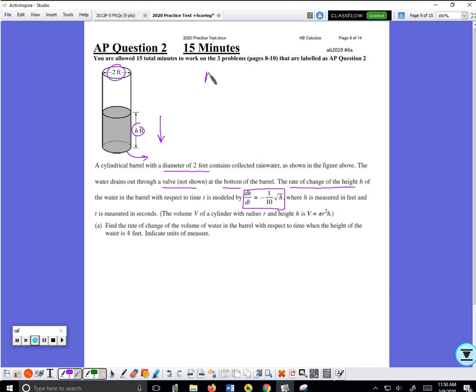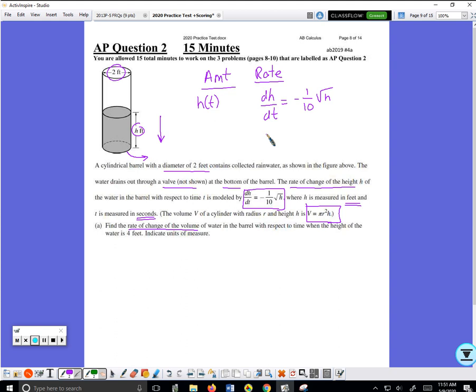I'd probably do an amount and rate table right now, because they're talking about amounts and they're talking about rates. An amount is the height of the water, which varies with time, so I'll write h of t. The rate at which the height changes is this formula, dh/dt, which is equal to negative 1 over 10 root h. Height is measured in feet, time is measured in seconds, and the volume of a cylinder is this formula. Find the rate of change in the volume.